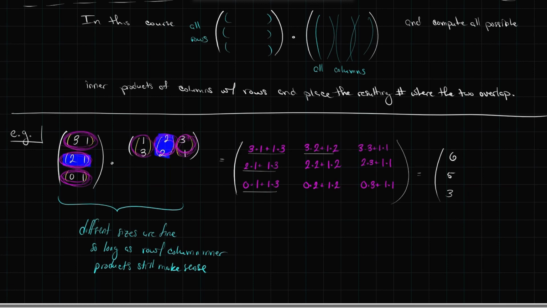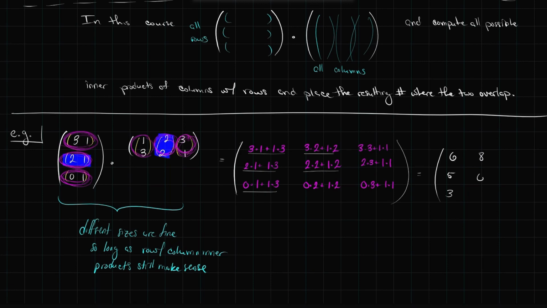6 plus 2 is 8. 4 plus 2 is 6. 0 plus 2 is 2. 9 plus 1 is 10. 6 plus 1 is 7. And 0 plus 1 is 1. So that is the resulting matrix.